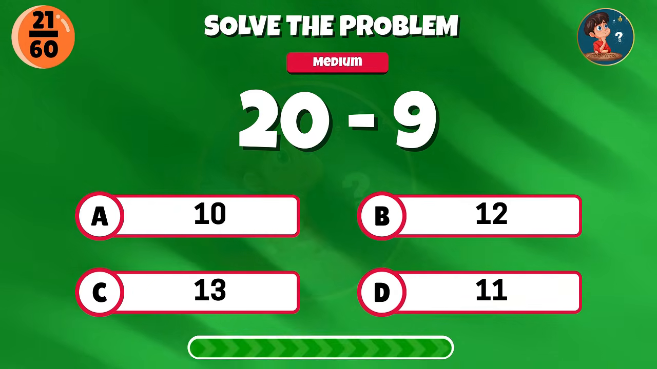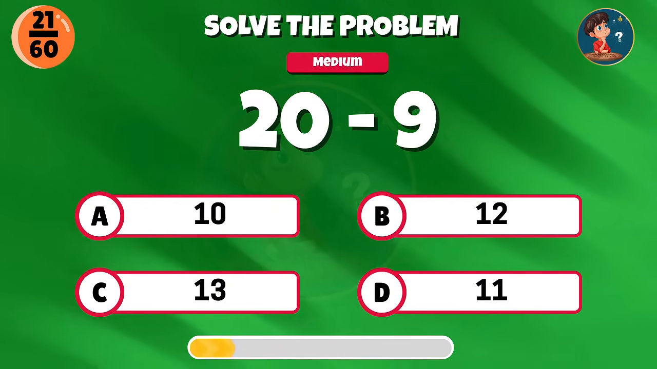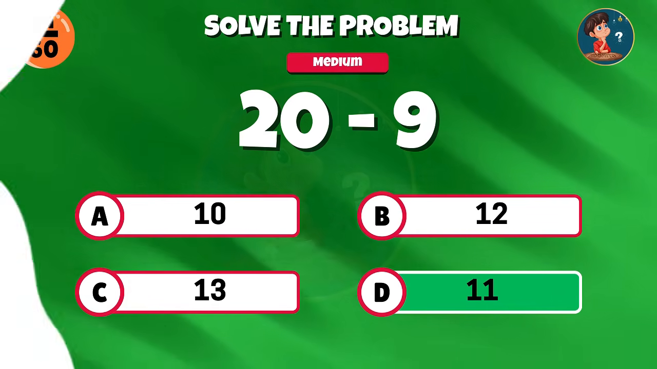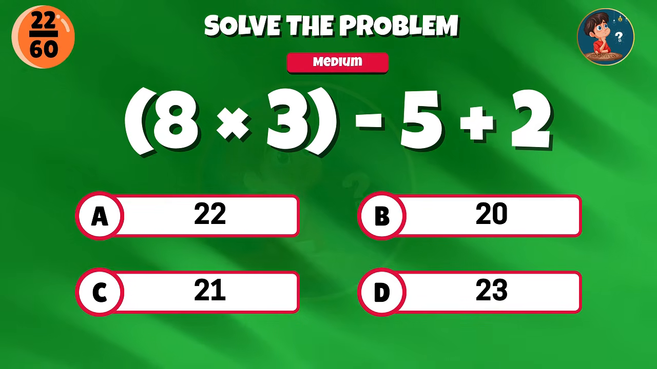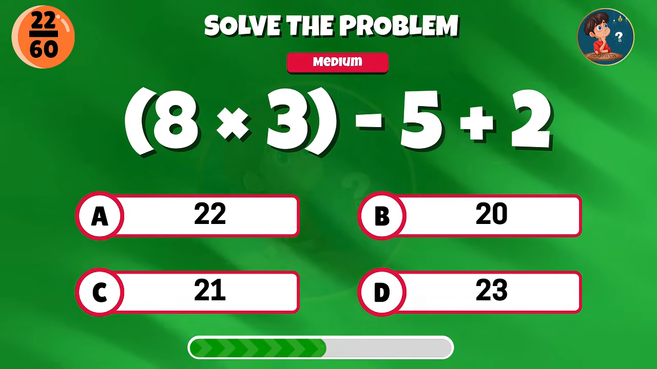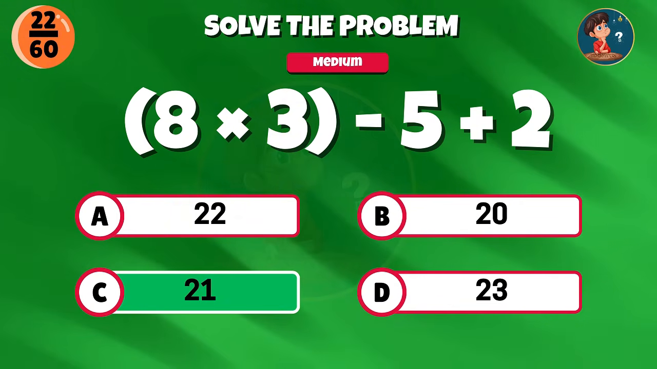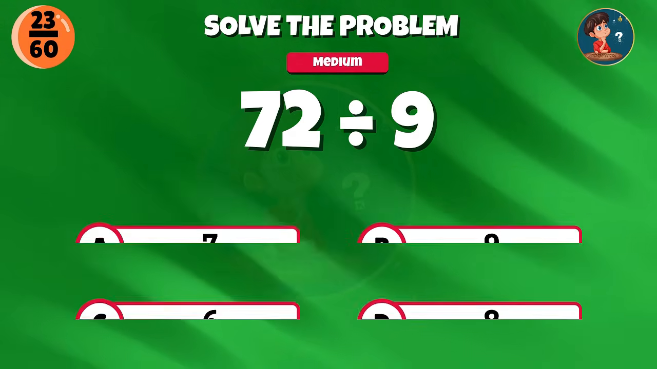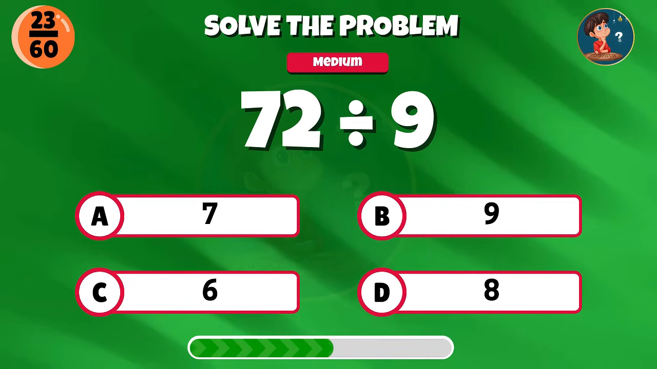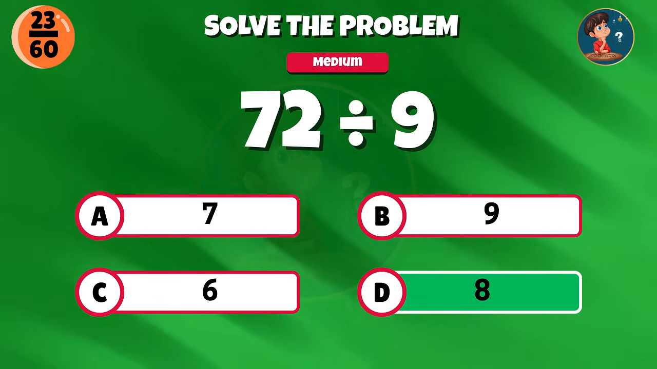20 minus 9. That's correct. That equals 11. 8 times 3 minus 5 plus 2, what is the answer? That's right, 21. 72 divided by 7. That's right, you get 8.